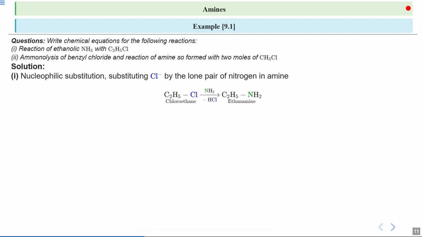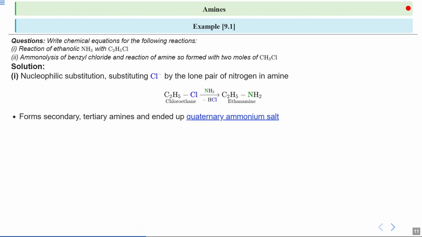So if you see over here, this is a nucleophilic substitution reaction where we have chloroethane. When this chloroethane is reacted with ammonia, it forms what? Ethanamine. That is, this chlorine is replaced by this NH2. So chlorine is replaced by the nitrogen atom from ammonia to form ethanamine.